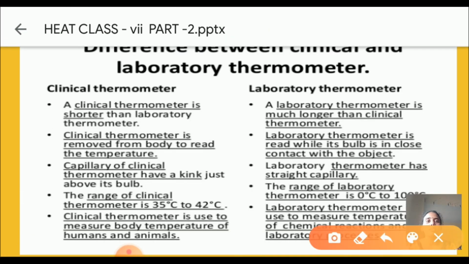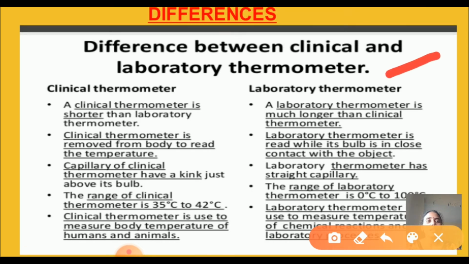Let us define the difference between the clinical thermometer and the laboratory thermometer. Now we have to discuss the difference between them. The clinical thermometer is shorter than the laboratory thermometer, and the laboratory thermometer is much longer than the clinical thermometer.